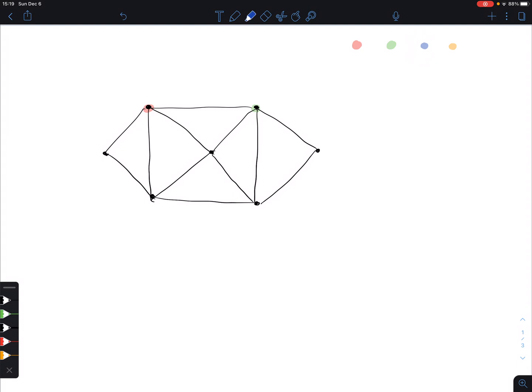So let's take blue. Okay? Now, what about this one again? Well, I cannot use red and green, and I have to take blue in this one. So I'll take blue, okay? So here again, there is no backtracking.